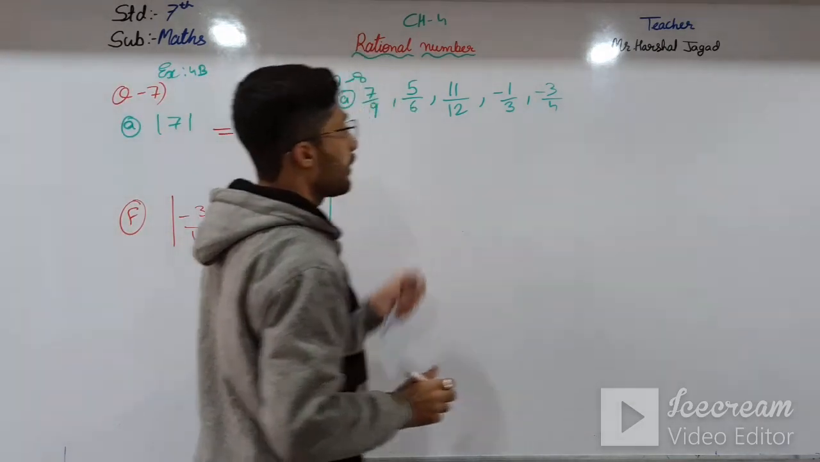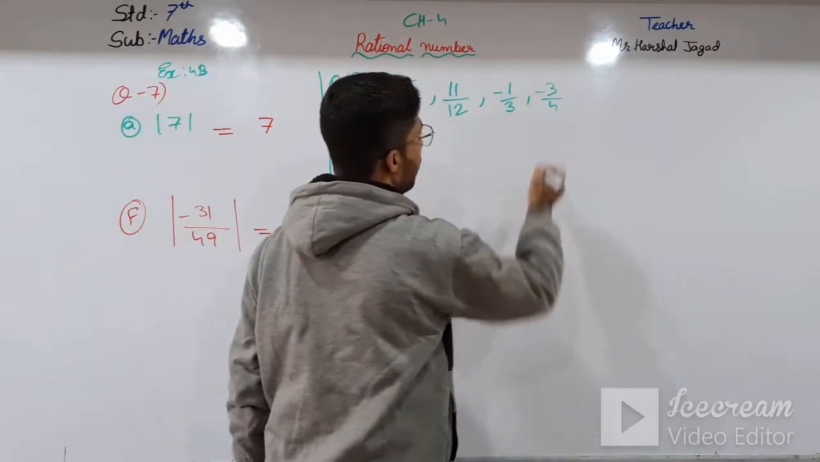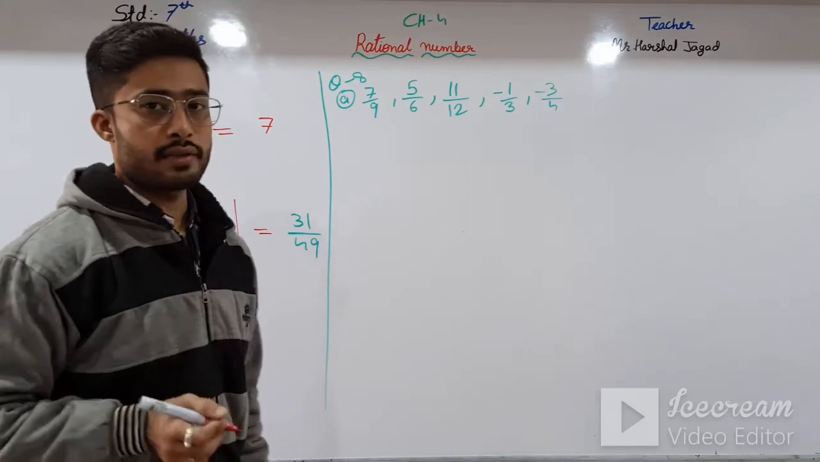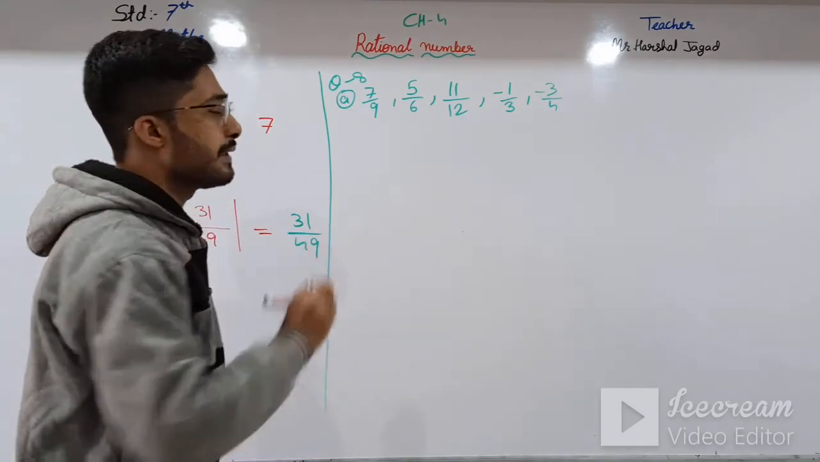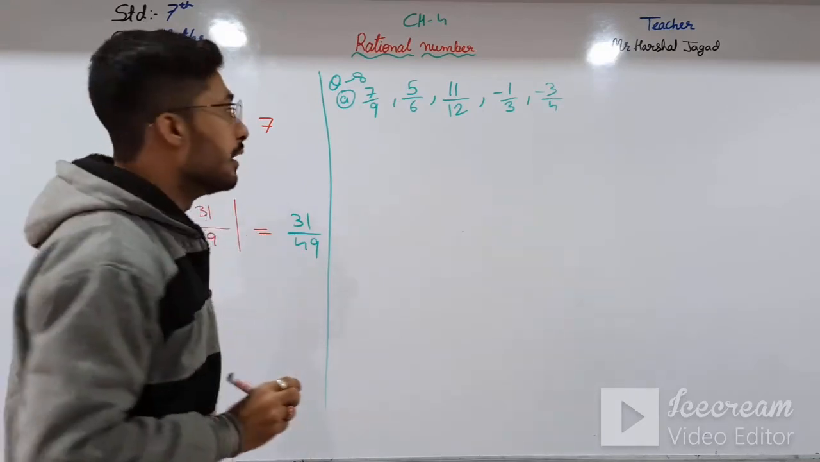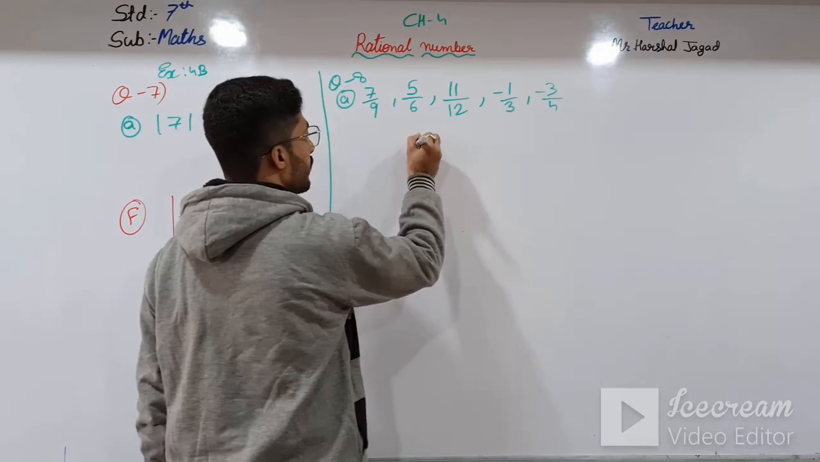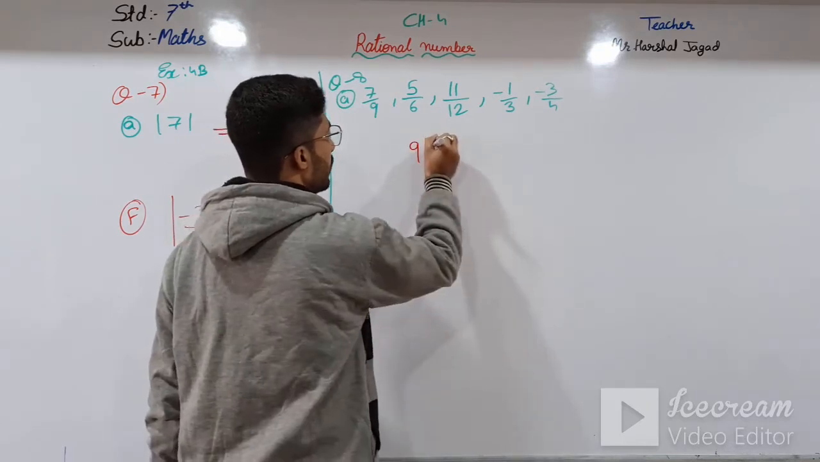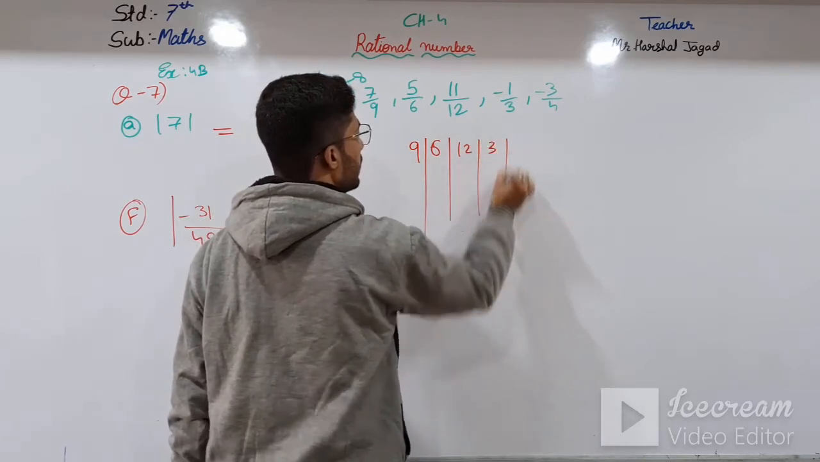First of all, what we have to do? We have to take the LCM of all. Why? Because we have to put this LCM so we can easily find out the ascending order of it. So here, first of all, 9, 6, 12, 3, 4.